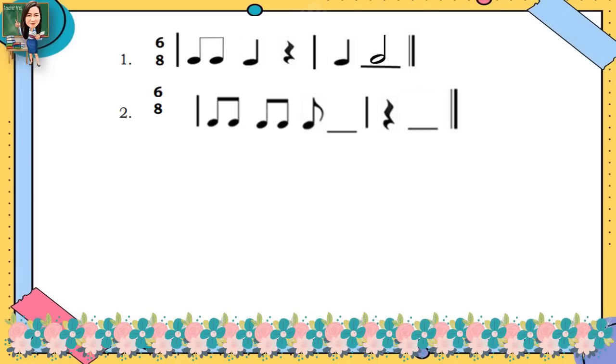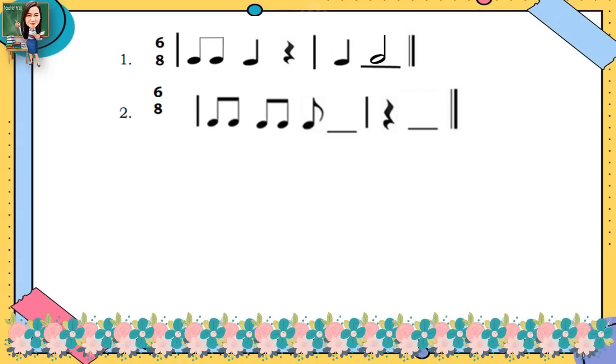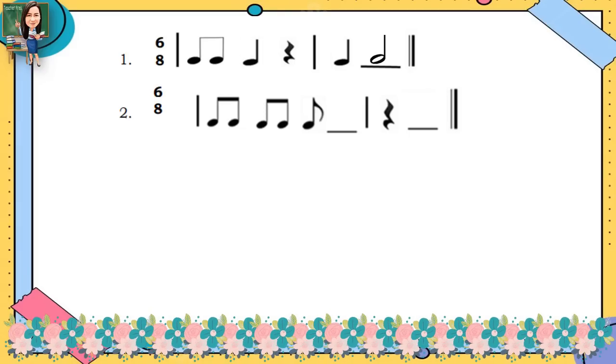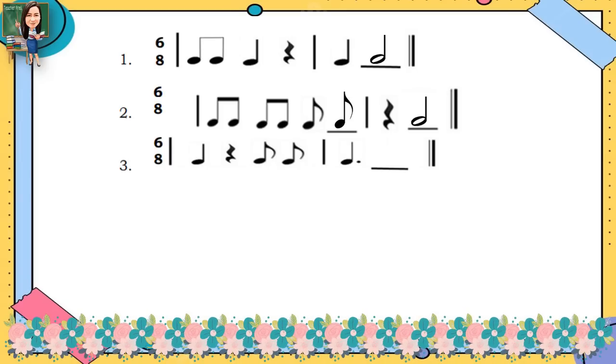Number 2, the missing notes are in the first measure and second measure. Very good. The missing notes are 8th note in the first measure. In the second measure is half note. Number 3. The missing note is in the second measure. What is this? Very good. The missing note is dotted quarter note.